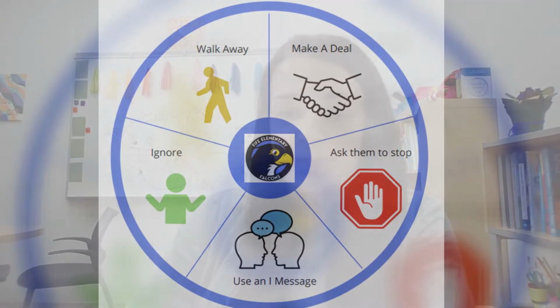Now, a small problem is one that kids can often solve all on their own. Things like someone taking your spot in line or not giving you a turn with the ball at recess. Those are things that you can solve using different strategies. And our wheel that we're going to look at today has some strategies to help solve those small problems. Without further ado, here's the wheel.